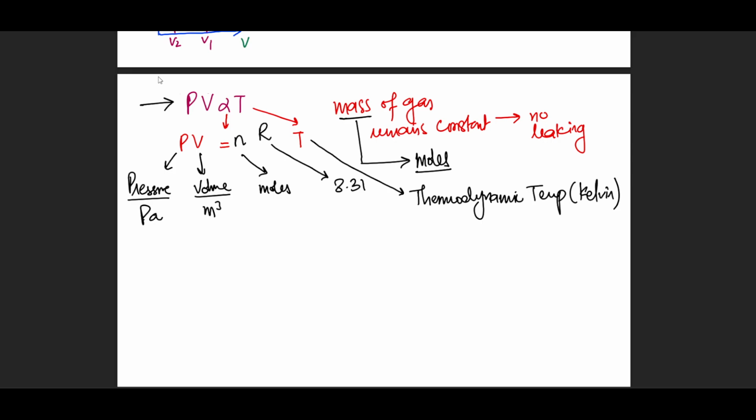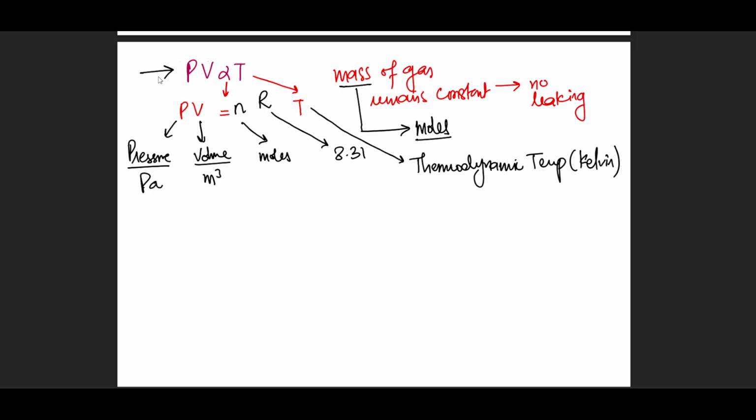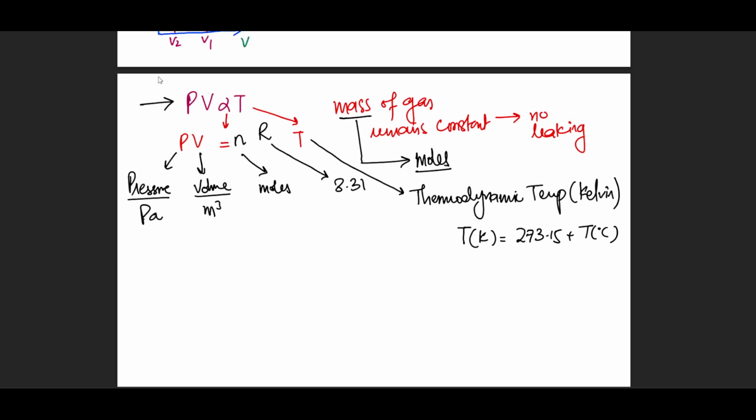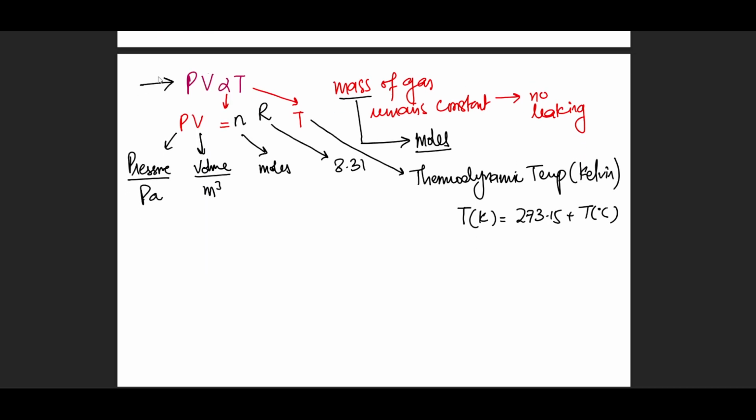And we know that the equation to convert degree centigrade to Kelvin is: temperature in Kelvin is equal to 273.15 plus temperature in degree centigrade. Okay. So this is the equation that we should be familiar with and how to use this equation. We're going to solve a question to understand how to use this equation.